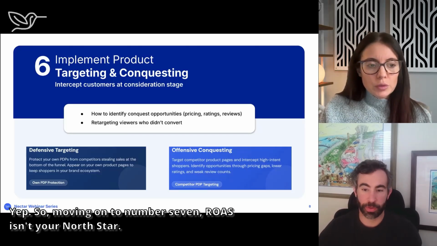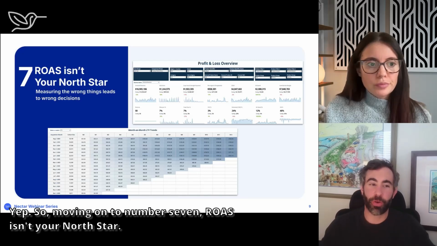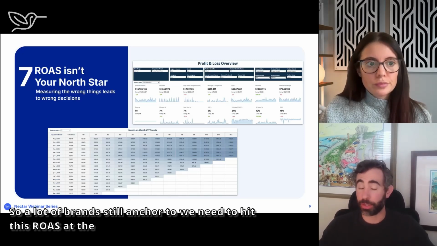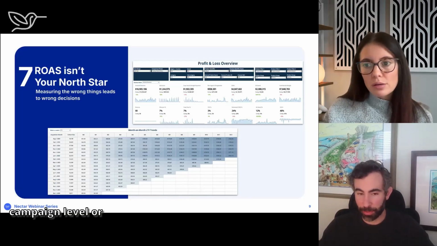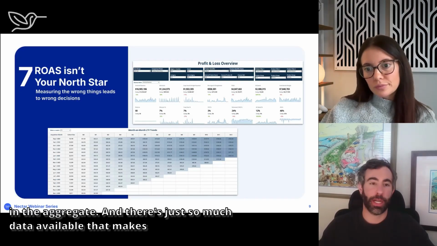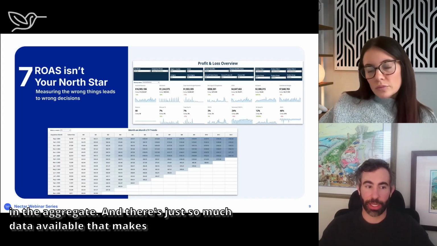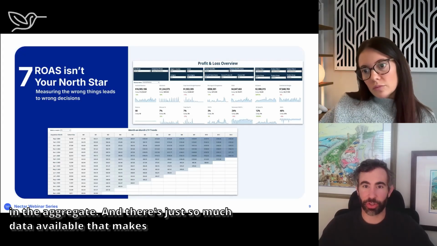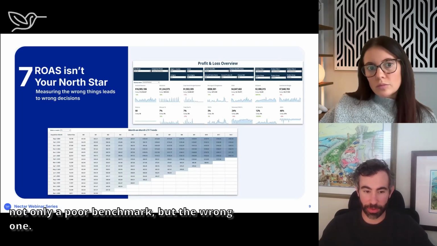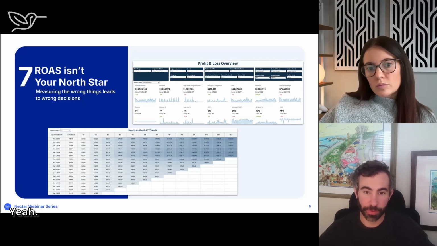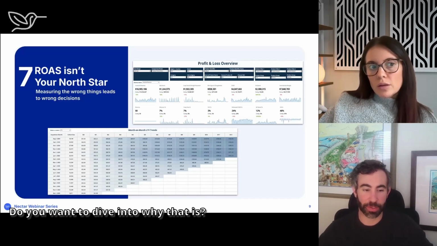Yep. So moving on to number 7, ROAS isn't your North Star. A lot of brands still anchor to, we need to hit this ROAS at the campaign level or in the aggregate. And there's just so much data available that makes benchmarking to ROAS not only a poor benchmark, but the wrong one. Do you want to dive into why that is?